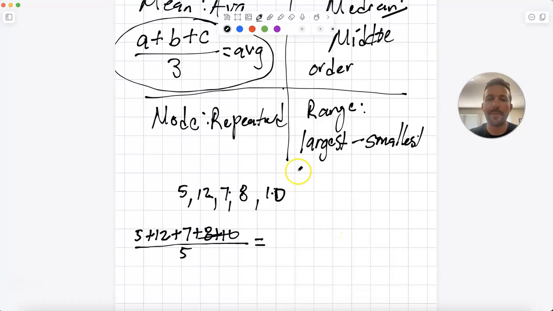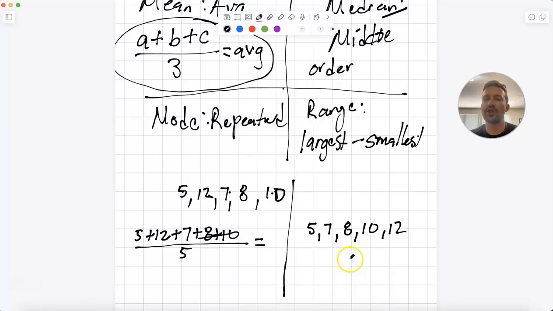Now, for the middle number, the median, that was average, right? Median. What you would do is you would write them out in order first. So 5, 7, 8, 10, 12. And then what you do is you mark them out, one on the front, one on the end. Second on the front, second on the end, until you get to the middle number, which in this case is 8.